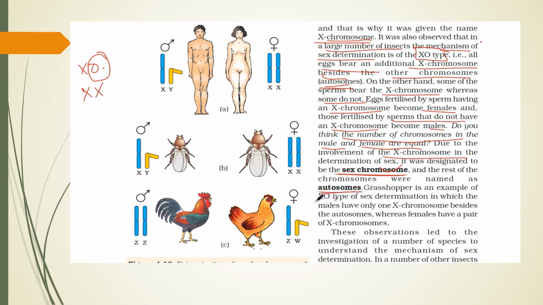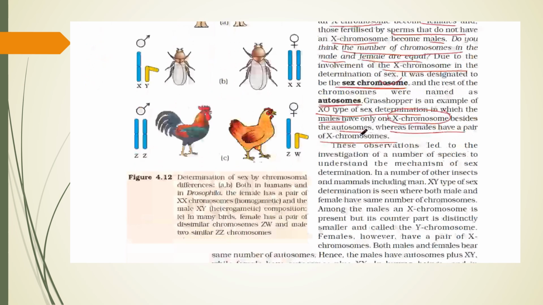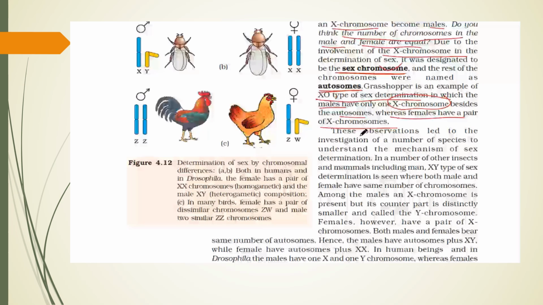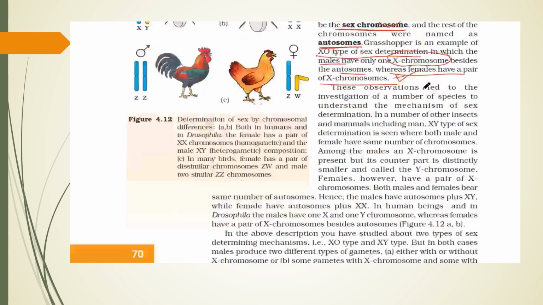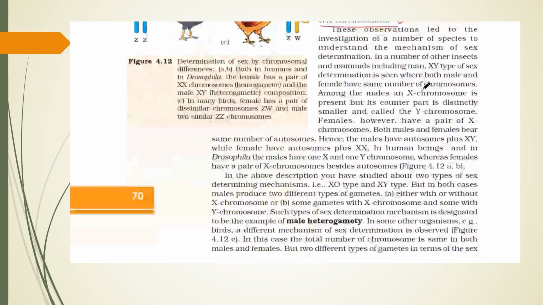In grasshopper, the XO type of sex determination is there, in which males have only one X chromosome besides autosomes, whereas females have a pair of X chromosomes. So in grasshopper, these experiments were done and it was seen like this. Females had a pair of X chromosomes, whereas XO type of sex determination was seen in the male. Okay, now we will move on to other observations and investigations done by certain other scientists. So what are these telling?